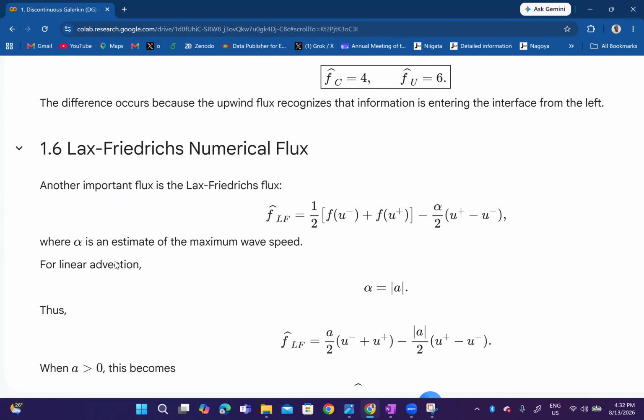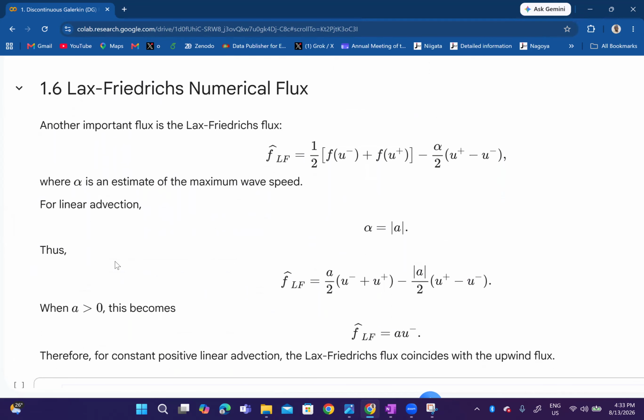Now we talk about the Lax-Friedrichs numerical flux. Another important flux is the Lax-Friedrichs flux. In that case, we have f cap LF, which is half of f of u minus plus f of u plus, minus alpha over 2 into u plus minus u minus. Don't forget f of u minus is au minus, and f of u plus is au plus, where alpha is an estimate of the maximum wave speed. For linear advection, alpha is the absolute value of a.